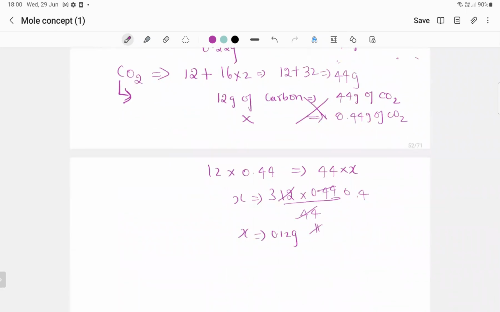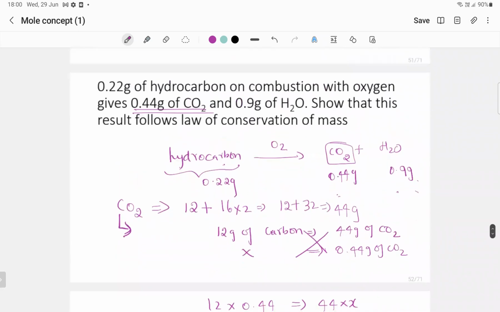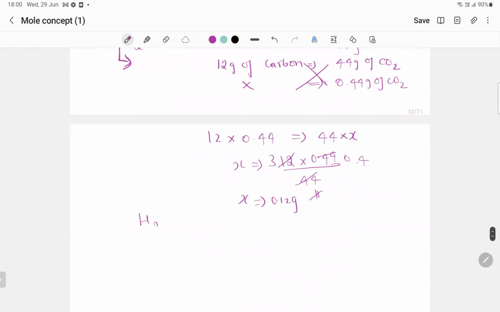Now do the similar thing for water. Let's try water the same way. H2O for water. First, the atomic mass. 1 for hydrogen, and there are 2 atoms, so 2. Atomic mass of oxygen is 16, so 2 plus 16 is 18. There are 2 atoms of hydrogen present. So 2 grams of hydrogen is equal to 18 grams of H2O.